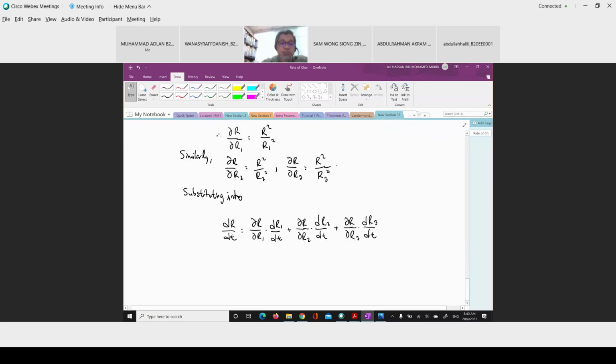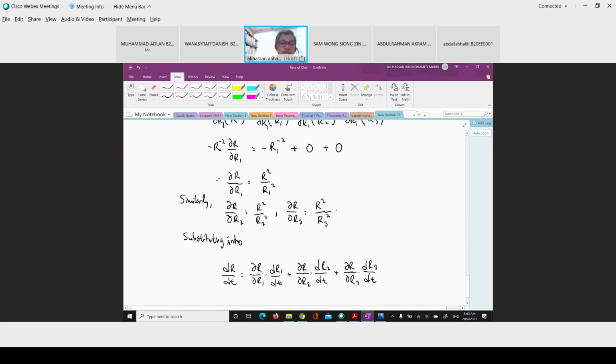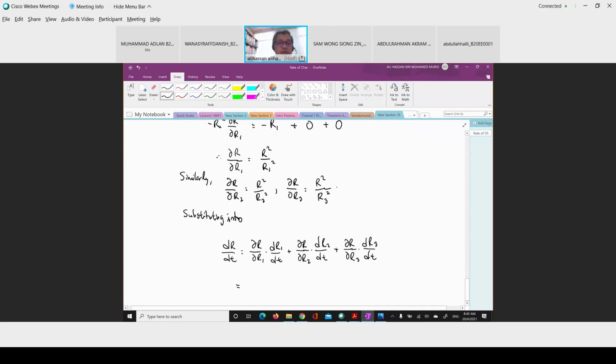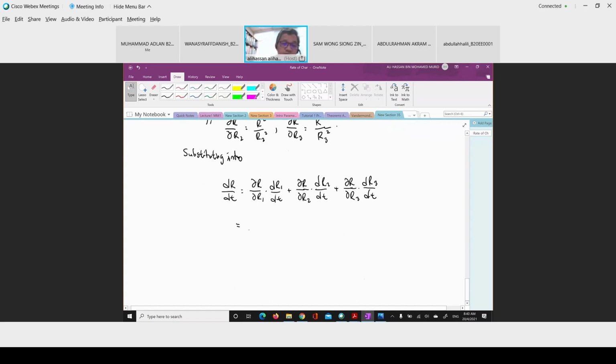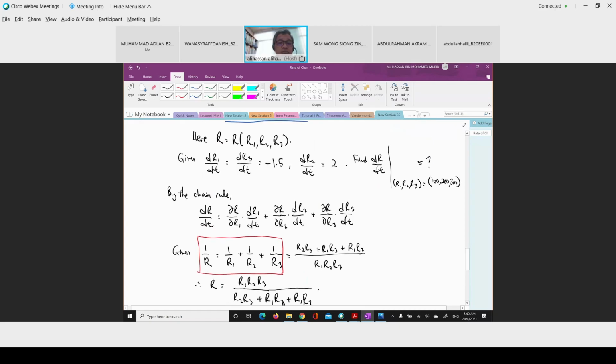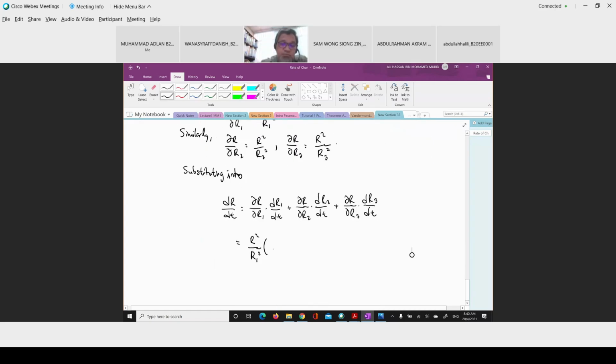Okay, so on the left is dr/dt. What is ∂r/∂r1? It is r squared over r1 squared, and dr1/dt is minus 1.5. And ∂r/∂r2 is r squared over r2 squared, and dr2/dt is 2, right? And ∂r/∂r3 is r squared over r3 squared, and dr3/dt is minus 1.5.